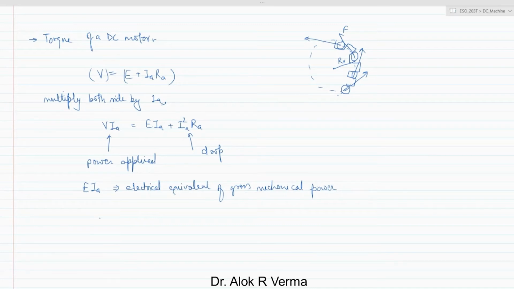If from here you want to calculate the average electromagnetic torque developed by the armature, then we can write that mechanical power is nothing but omega times tau average, where tau average represents the average electromagnetic torque.